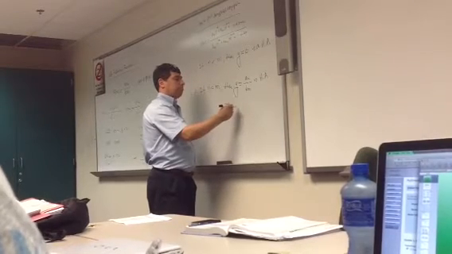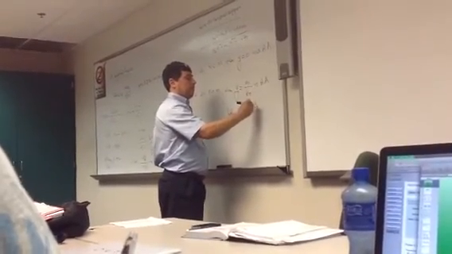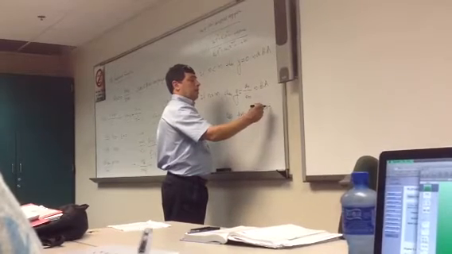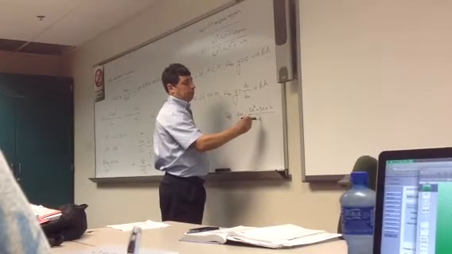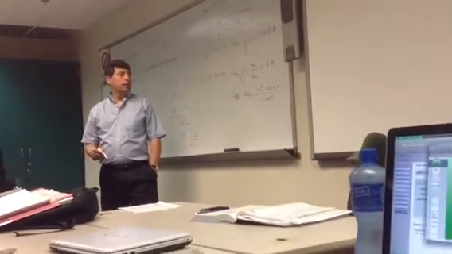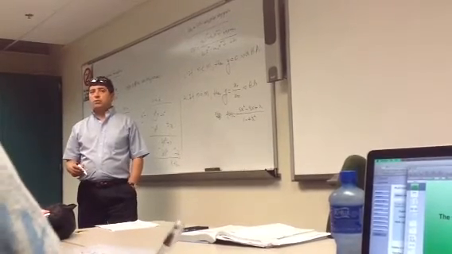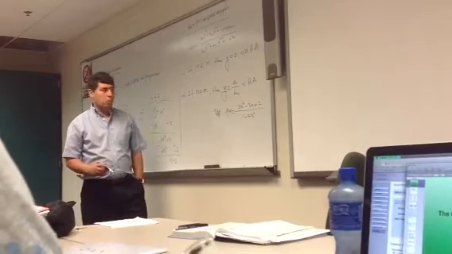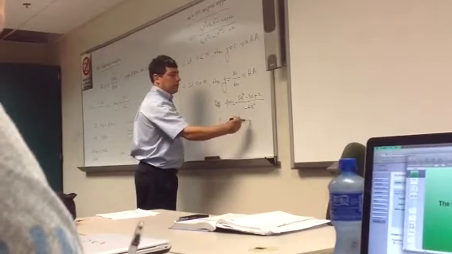Let's say we have f of x equals 5x squared minus 3x plus 2 over 1 minus 4x squared. What's the degree of the numerator? 2. What's the degree of the denominator? 2. So what's the equation of the horizontal asymptote? y equals negative 5 over 4 is a horizontal asymptote.